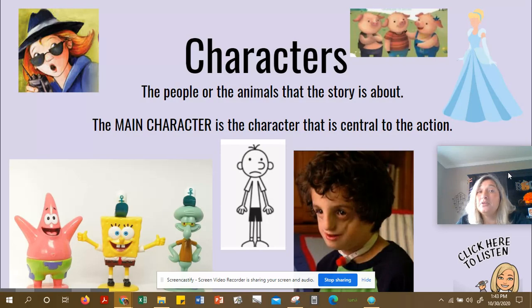Characters, they're the people or animals that the story is all about. The main character is the character who is most important, who is central to all of the action that takes place.